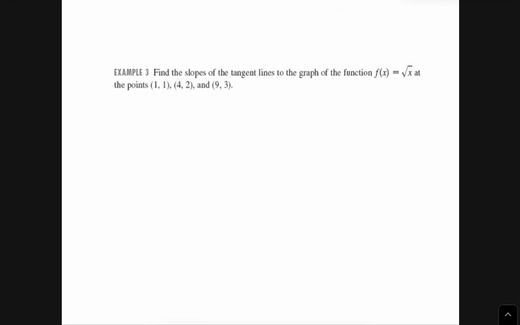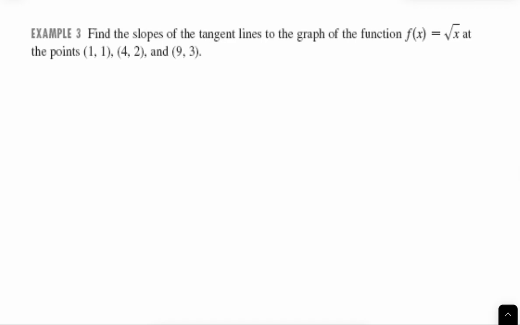Okay, let's look at this one. It says to find the slopes of the tangent lines at 3 different points. If we do it for 3 different points, we're going to find a general formula, little a, and just pop it in. Remember, the slope of our tangent, using the difference quotient, is the limit as h approaches 0 of f of x plus h minus f of x all over h.